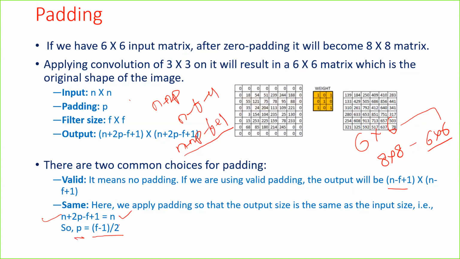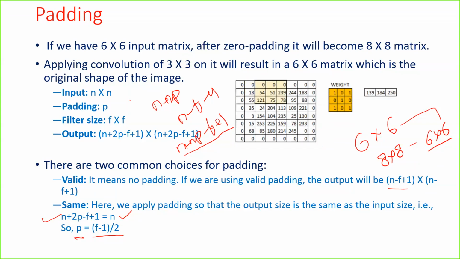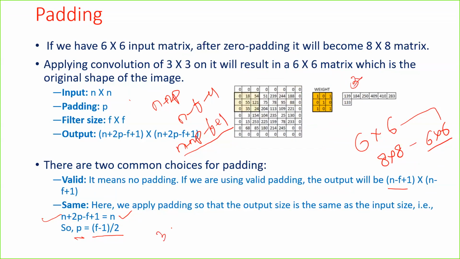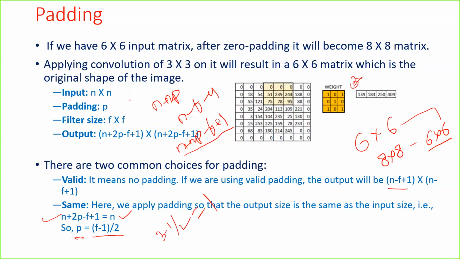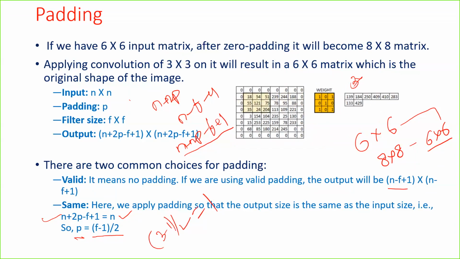So what is the filter size here? 3 by 3. So 3 minus 1 by 2. What is this? Padding is 1. Got it, right? Yes, sir.